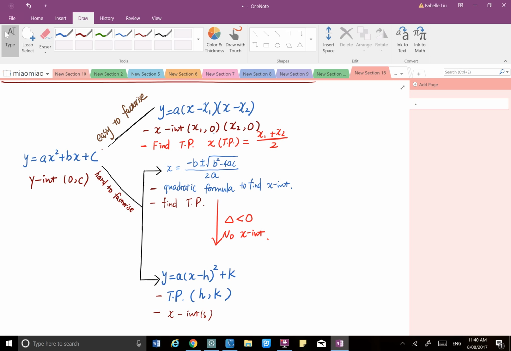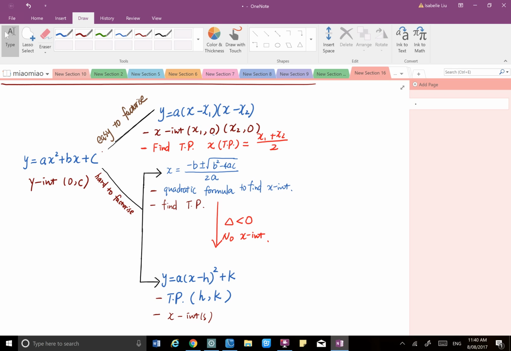I will print this page and upload that on Google Classroom as well, but just to give you a view of what we have learned so far. I need to write this. This is by factorizing, and this is by completing the square. By completing the square, we can achieve the turning point form.